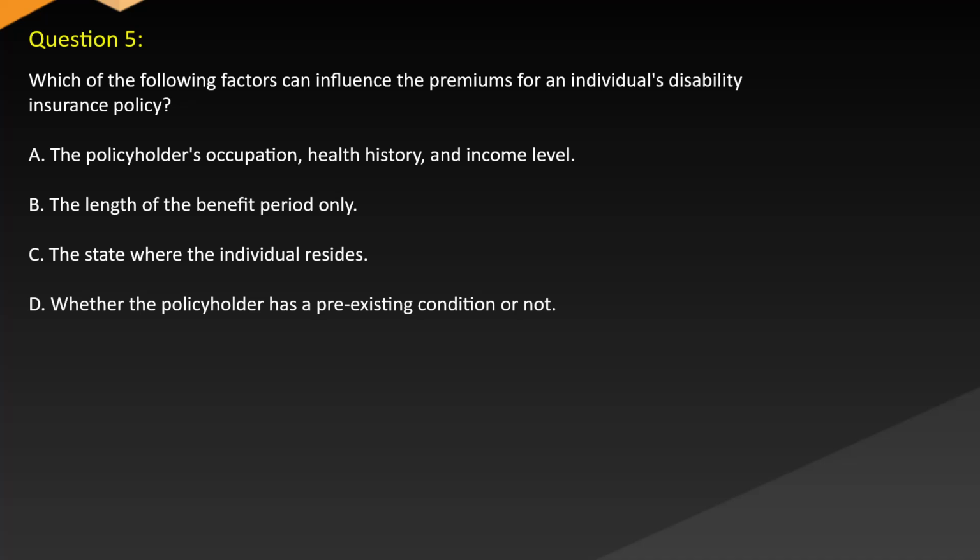Question 5. Which of the following factors can influence the premiums for an individual's disability insurance policy? A. The policyholder's occupation, health history, and income level. B. The length of the benefit period only. C. The state where the individual resides. D. Whether the policyholder has a pre-existing condition or.